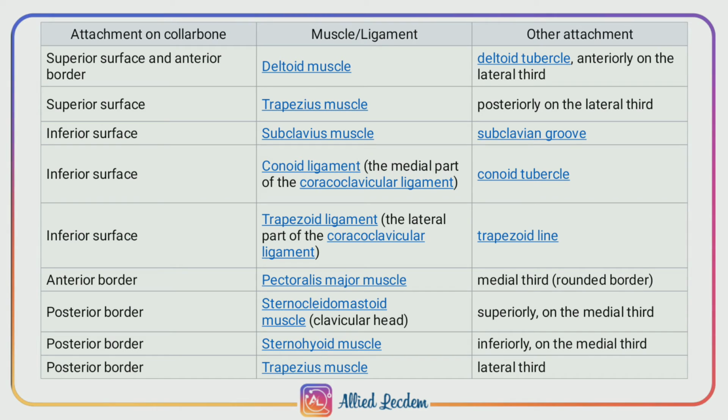Next, we'll see the attachments of the muscles to the clavicle bone. In the superior surface, we could notice the deltoid muscle and other attachments like the deltoid tubercle, whereas the other muscle on the superior surface is the trapezius. In the inferior surface we could see the attachment of the subclavius muscle, conoid ligament and trapezoid ligament, whereas the anterior border has the pectoralis major muscle, and the posterior border has the sternocleidomastoid, sternohyoid and trapezius muscles.